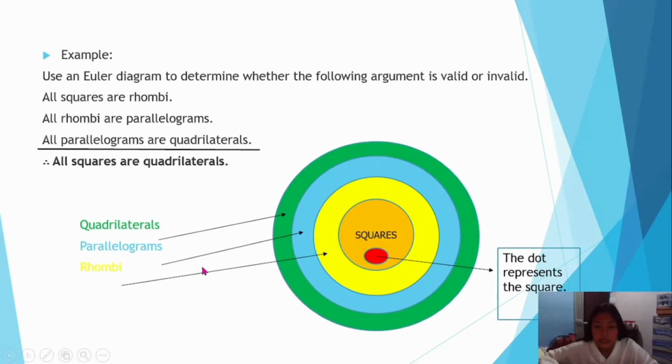The conclusion for this argument is, therefore, all squares are quadrilaterals. This dot represents the square. As long as the dot stays in the square circle, it will also be in the quadrilaterals circle. We can say that this argument is valid.